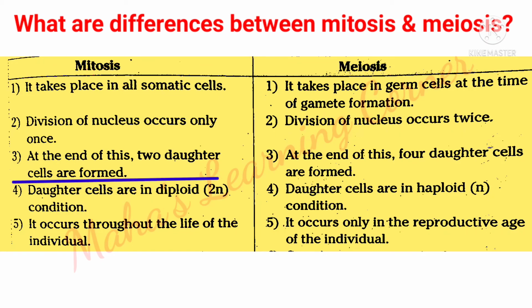In mitosis, at the end of this mitosis, two daughter cells are formed. At the end of this meiosis, four daughter cells are formed. Daughter cells are in diploid condition in mitosis. Daughter cells are in haploid condition in meiosis. Mitosis occurs throughout the life of the individual. Meiosis occurs only in the reproductive age of the individual.